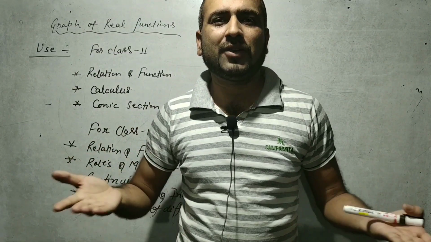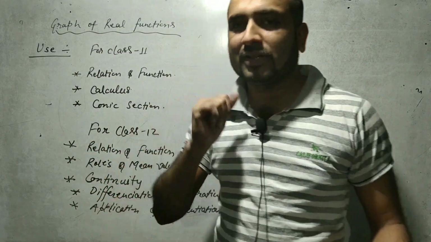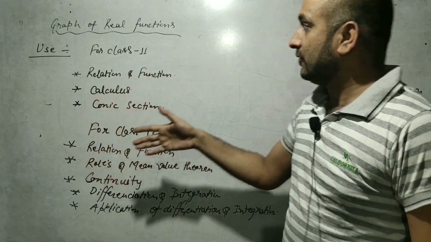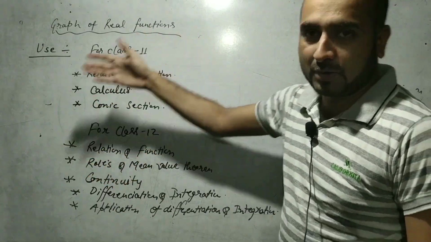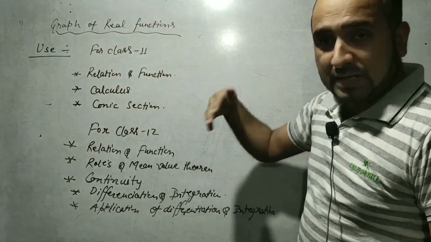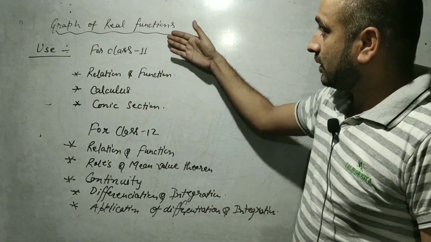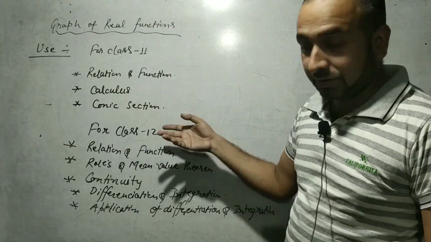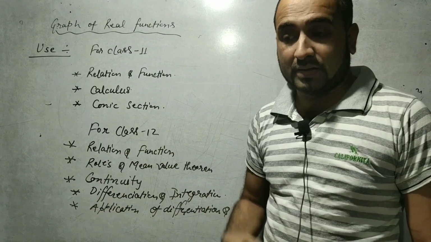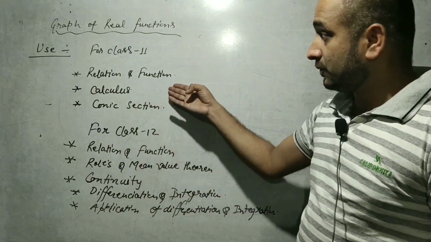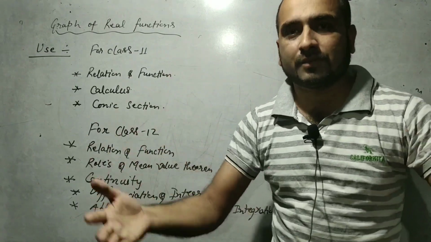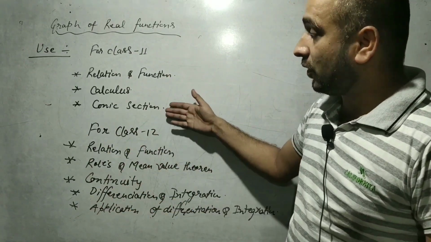What is the use, sir? Why are you telling all of us? Actually, the use is very broad. First I will discuss the use for class 11. You need to know the graph of the real function for relations and functions, for calculus, differentiation and limits. It is also very useful for class 11th. And here we can also learn many differences with the conic section.